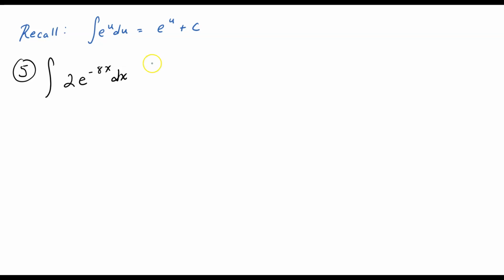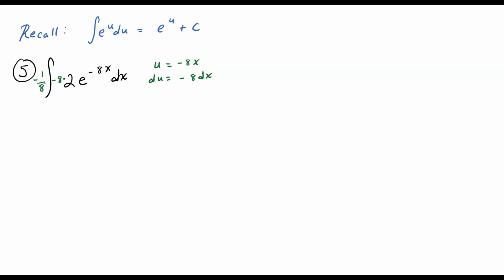I'm going to see that u in this case is going to be my exponent there, negative 8x. So my du will be negative 8 dx. And so I need to think about this. What am I missing? Well, I'm missing a negative 8. So I'm going to make that happen. I'm going to write out a negative 8, I'm going to multiply it there. But by consequence, I need to write a negative 1 over 8 on the outside.